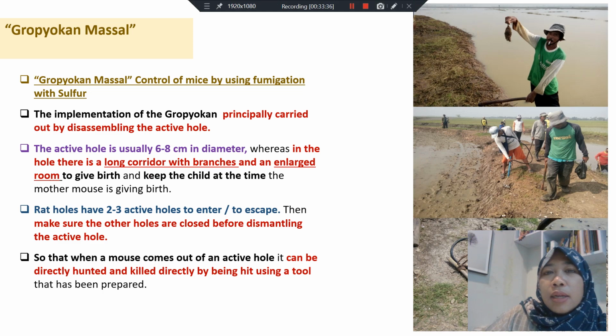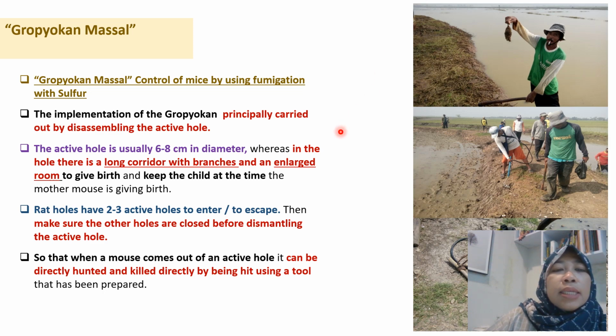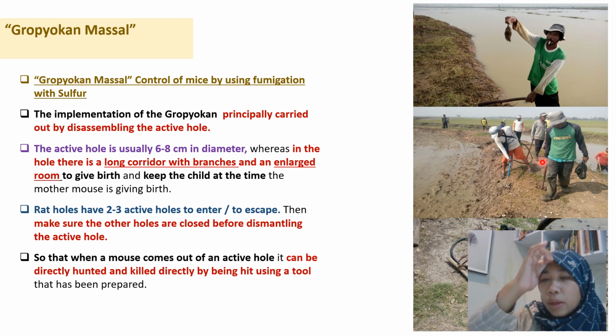And another thing that we can do is gropyokan. What is gropyokan? Gropyokan masal is actually in Indonesian. This is fumigation actually. Control of rat by using fumigation with sulfur. The implementation of gropyokan is principally carried out by disassembling the active hole. So they put the sulfur, the fumigation.